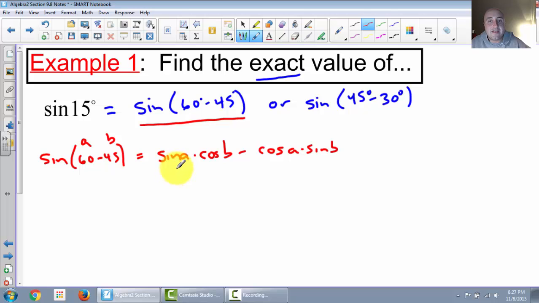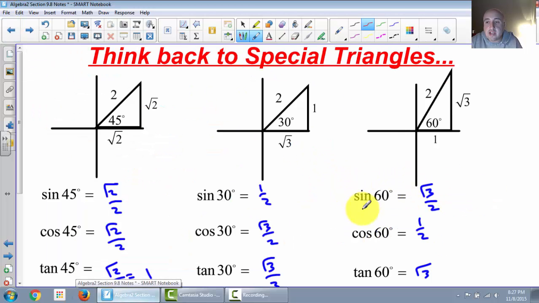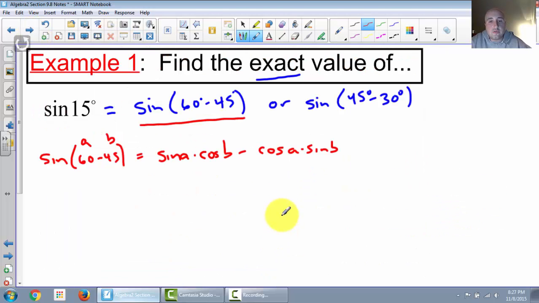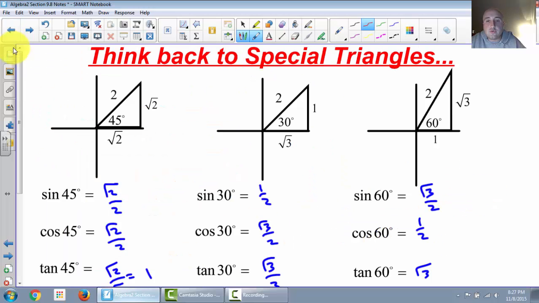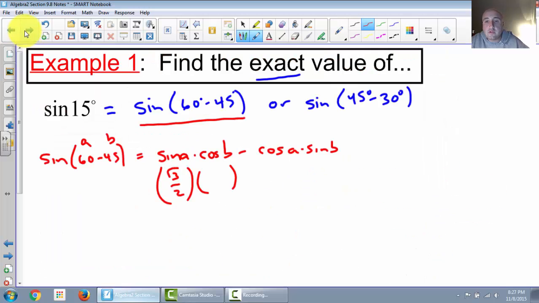All right, so what's sine of A? If A is 60 degrees, what's my sine of 60 degrees? We need to go back to those numbers that we have. Sine of 60 is root 3 over 2. So this one is root 3 over 2, and we're going to multiply that by cosine of B. Well, B is 45, so cosine of 45. What's my cosine of 45? Root 2 over 2.